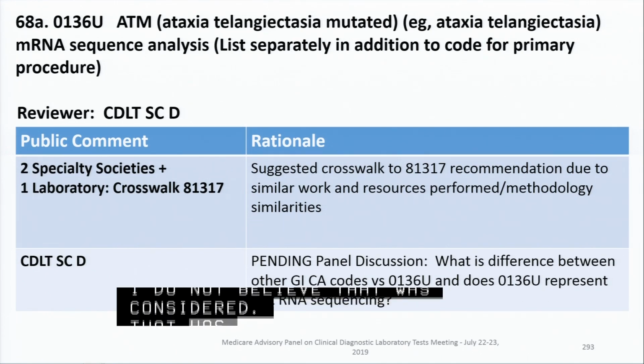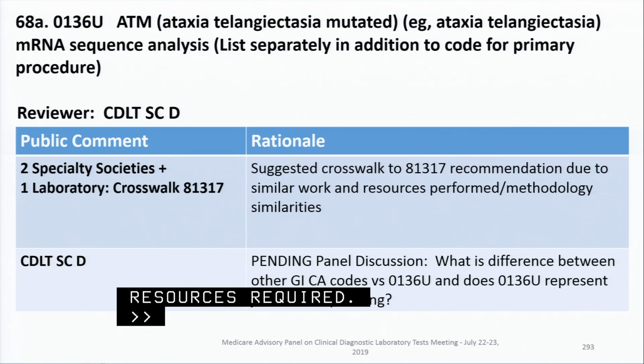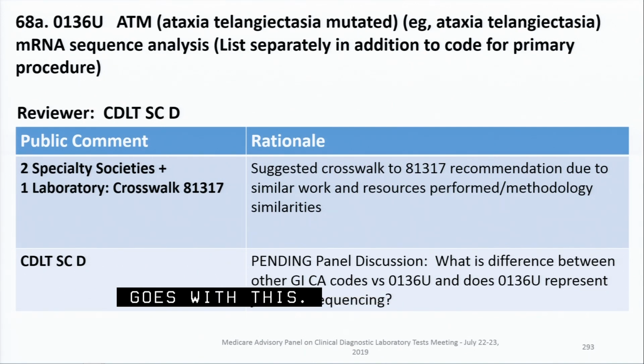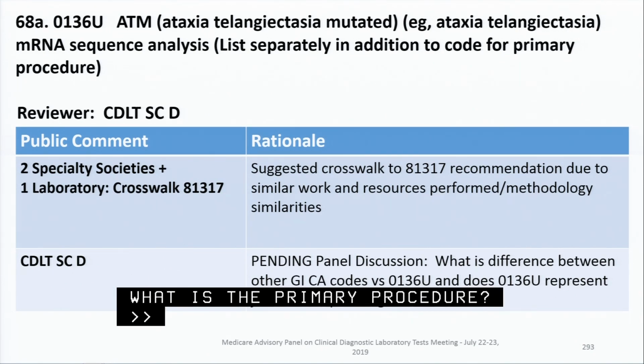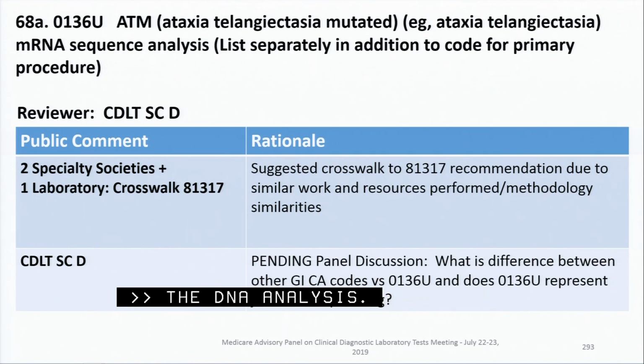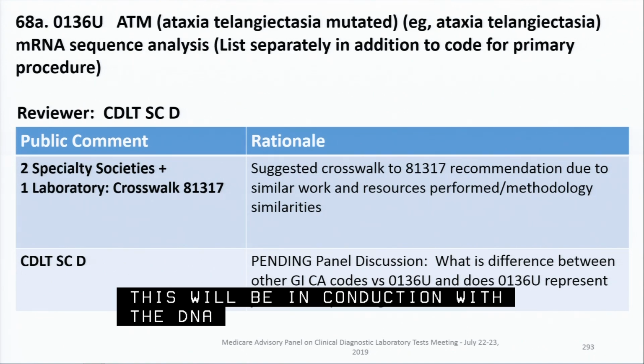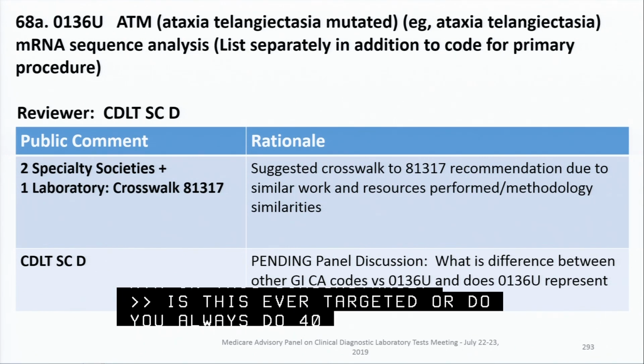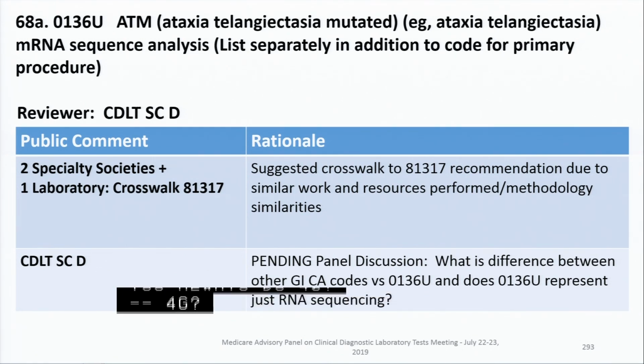Any other questions? Yeah. Dr. Bossler? Just for clarification, there's a parenthetical that goes with this. It says list separately in addition to code for the primary procedure. What's the primary procedure? The DNA analysis. This will be performed in conjunction with the DNA analysis. For just ATM or for one of the panels? For just ATM in this circumstance. Okay. So is this ever targeted, or do you always do the full gene? It would be full RNA sequencing for this test. Okay. Thanks. Thank you. Any other questions?